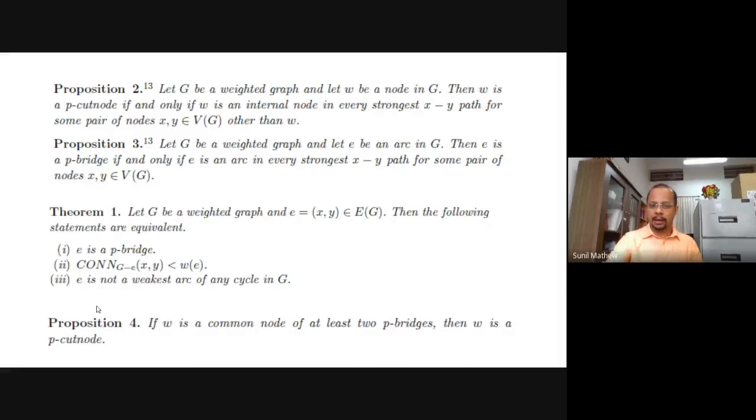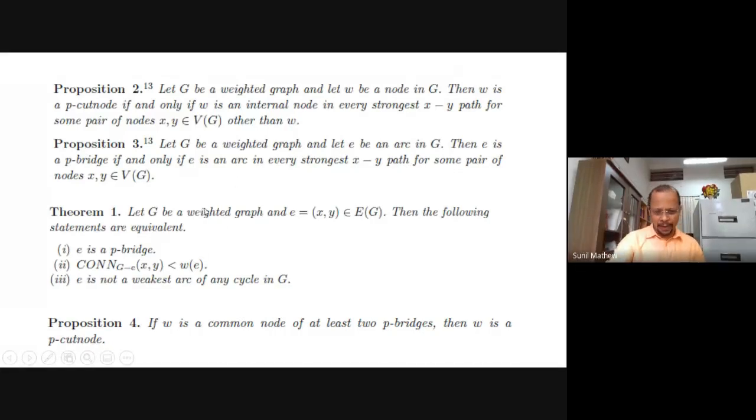Now, these are certain results related to this. I already told you a vertex, or node, that is a vulnerable node or a partial cut node is an internal node of every strongest path between two locations. So it will affect the flow. If that node is affected, the entire flow will be affected. Similar results hold for partial bridges also. If there is a bridge, it is clearly a partial bridge. There are several other types of bridges as well.